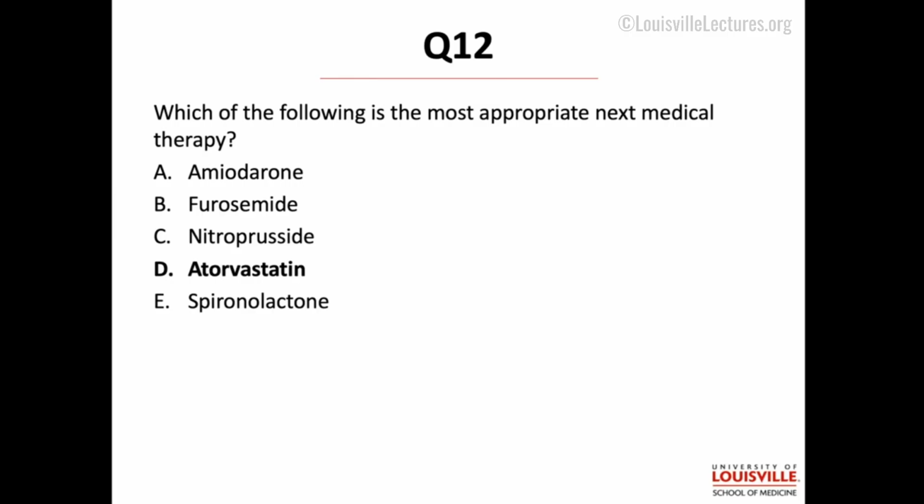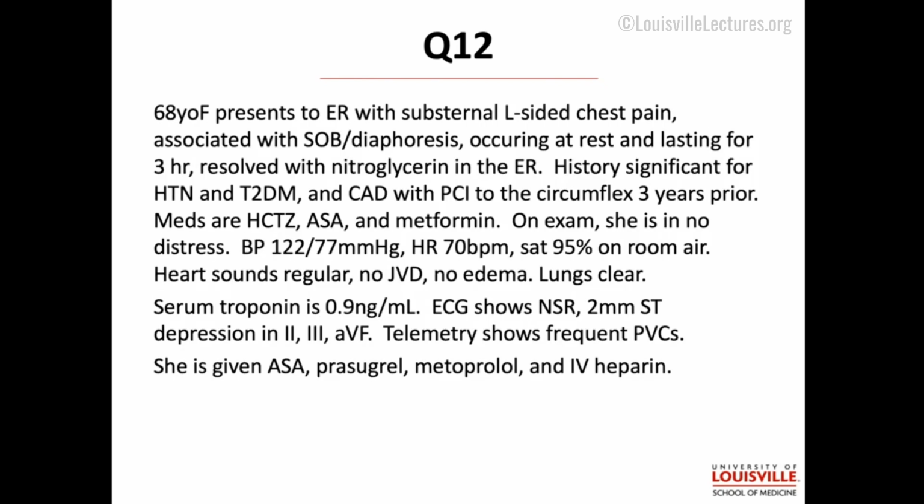So the correct answer here is atorvastatin, okay? This woman is coming in with chest pain, all the risk factors, already has known coronary disease. She has troponin elevation, her EKG showing ST depression, so you know that this is an NSTEMI for all intents and purposes. She's given great medications, aspirin, an antiplatelet agent, beta blocker, and an anticoagulant.